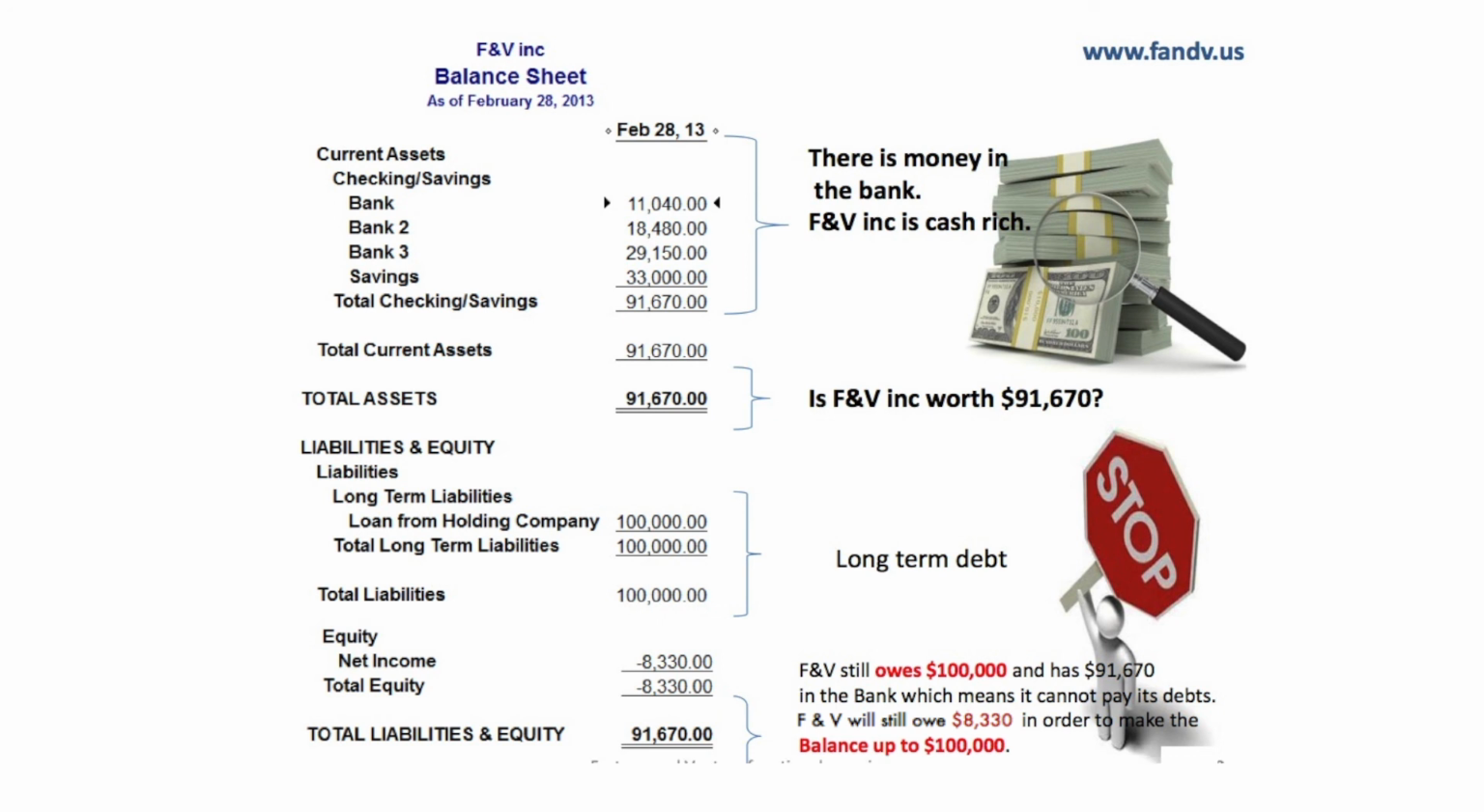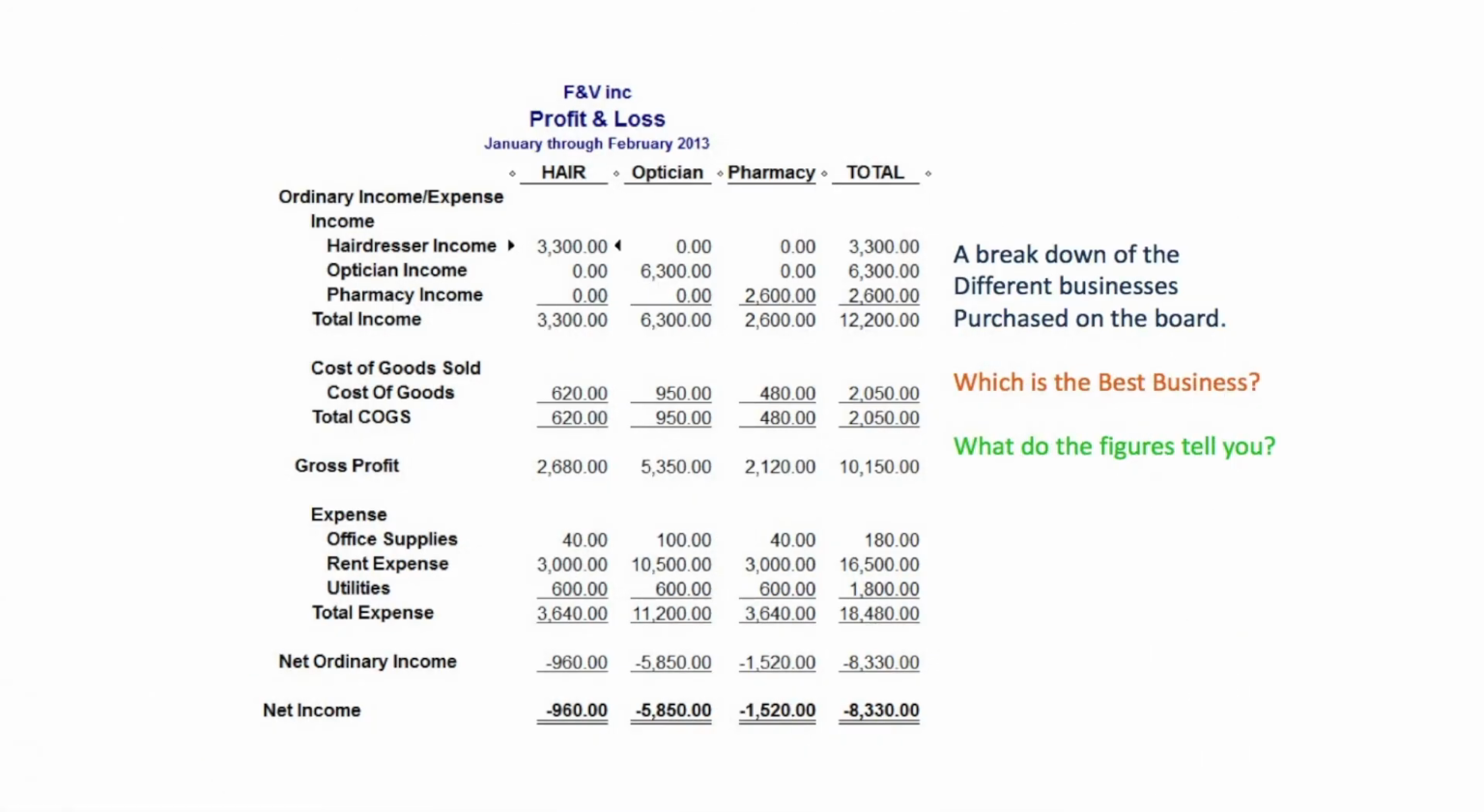Fortune & Venture will still owe $8,330 in order to make up the balance of the $100,000. Here you see a breakdown of different businesses purchased on the board. Which is the best business, and what do the figures tell you?